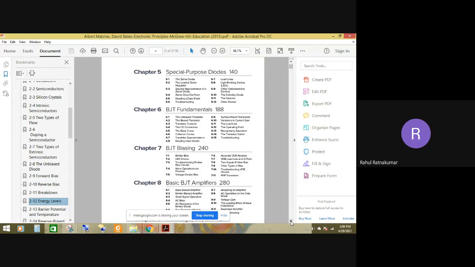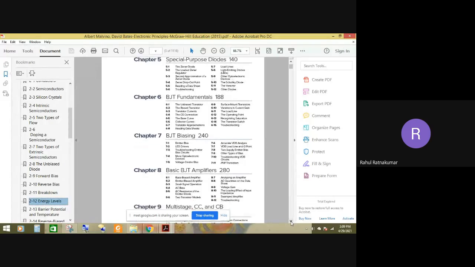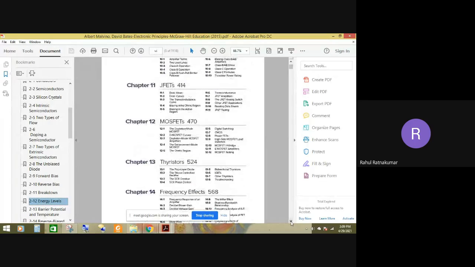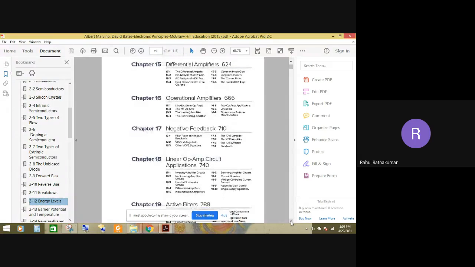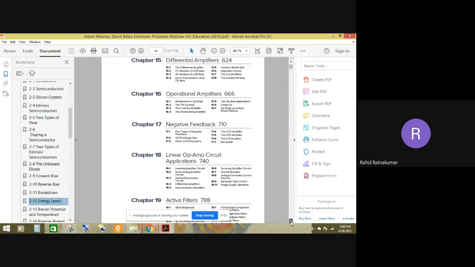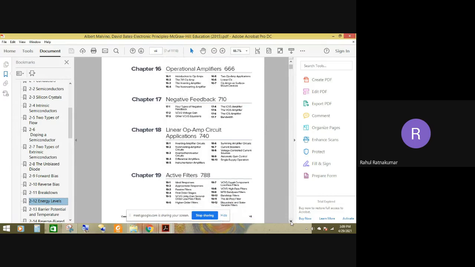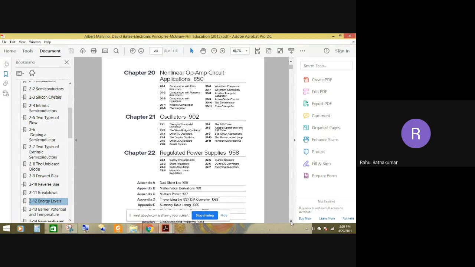So after the diode, there's the BJT. Then amplifiers and different types of amplifiers. Then MOSFETs and JFETs, different types of FET transistors, then thyristors. Then we need the op-amp part, right? So this completes what we need from this book. Other things are there which we need later, maybe in your fifth semester we may need more advanced circuits. So another book is there that I will refer to later, but that is not required for this course.